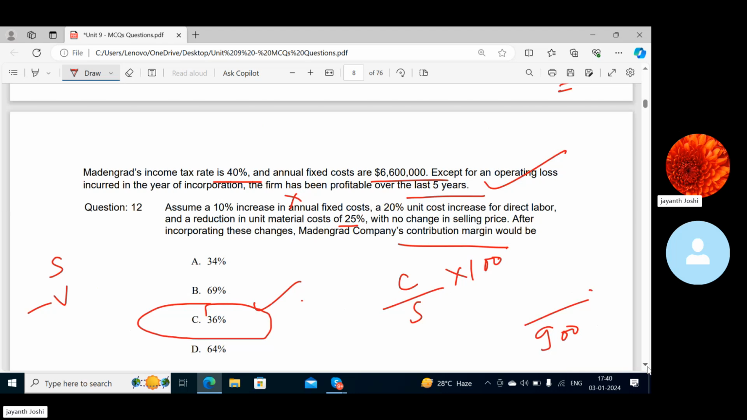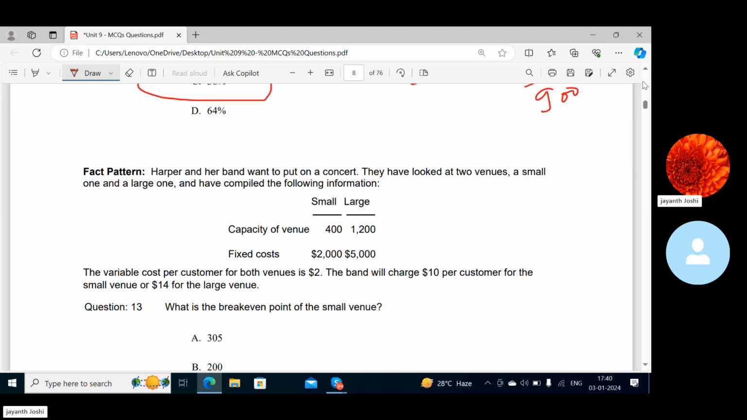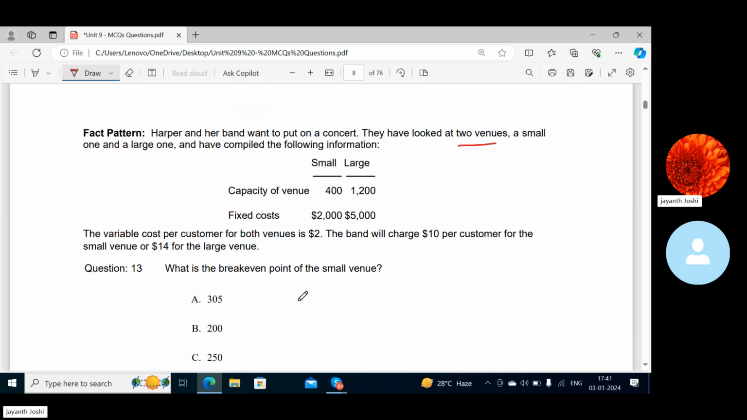Let's go for the next question. Next one, Samrin. So Harper and her band want to put on a concert. They have looked at two venues, a small one and a large one, and have compiled the following information. Small venue, large venue, capacity of venue is given, 400 people, 200 people, fixed cost is also given.